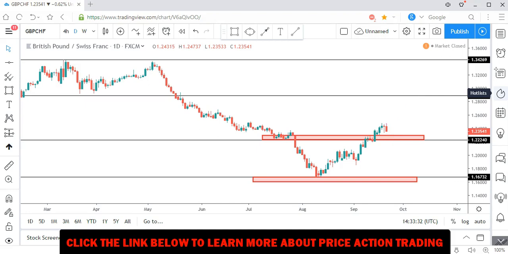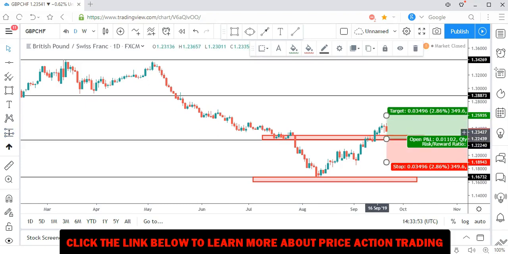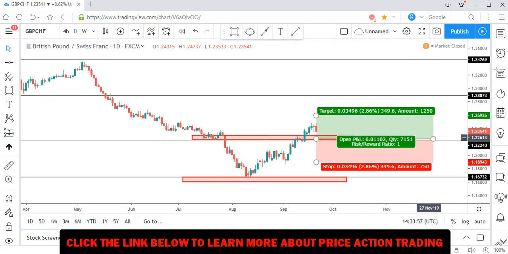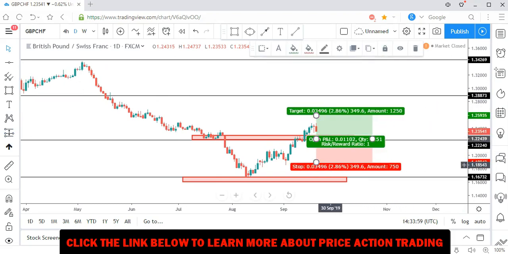So it's easy. For example, if you see this kind of setup on your chart, you can set a pending order at the price level 1.2224. You set a buy limit there. Then your stop loss will be 50. Remember I said your stop loss should be at least 50 pips away from the signal candle. So this is what you use to calculate your risk to reward.